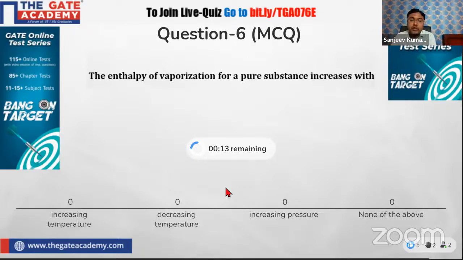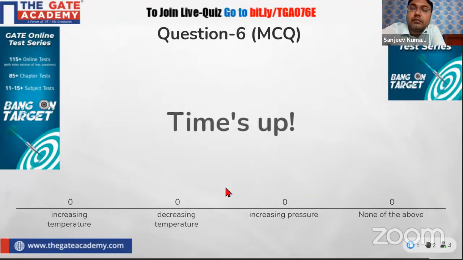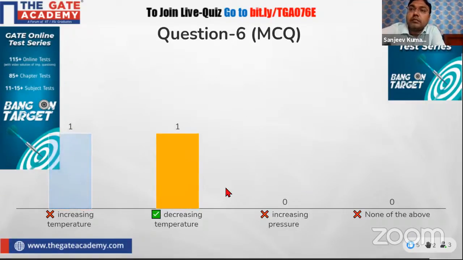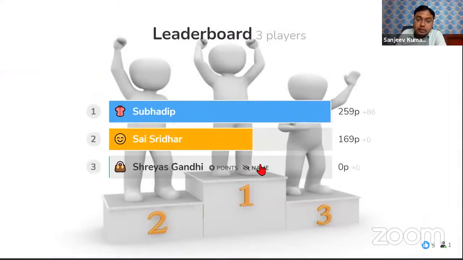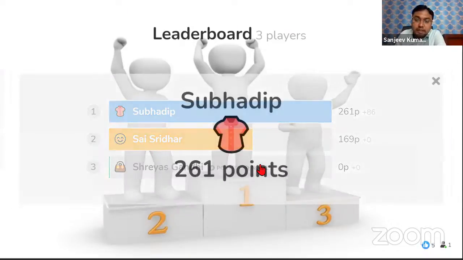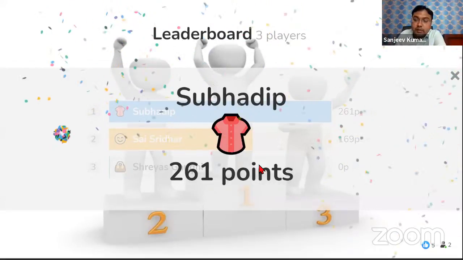So 10 seconds are remaining almost. You can mark your answer. One person has given the right answer: decreasing temperature. That's correct. So let's go to the leaderboard. So the final answer is here, you can see the final results. Subhadeep, you got the highest points. Very nice, and you won the quiz.